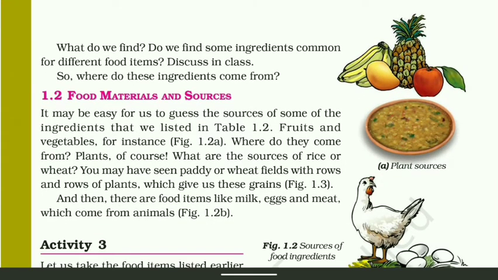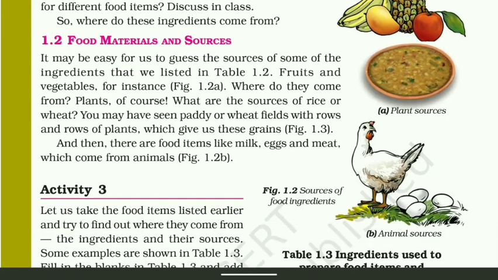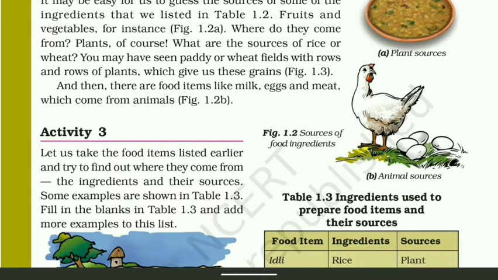What do we find? Do we find some ingredients common for different food items? Discuss in class. So where do these ingredients come from? Food materials and sources. It may be easy for us to guess the sources of some of the ingredients that we listed in Table 1.2. Fruits and vegetables, for instance, where do they come from? Plants, of course. What are the sources of rice or wheat? You may have seen paddy or wheat fields with rows and rows of plants, which give us these grains. And then there are food items like milk, eggs, and meat, which come from animals.